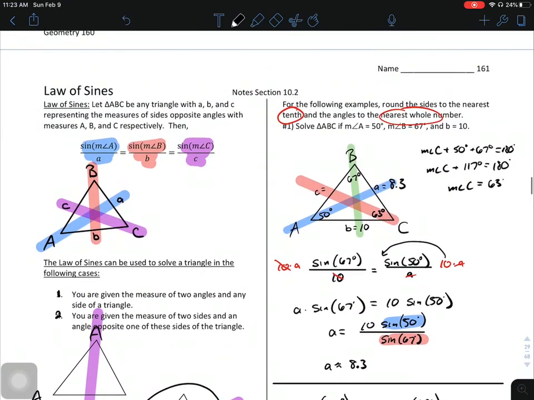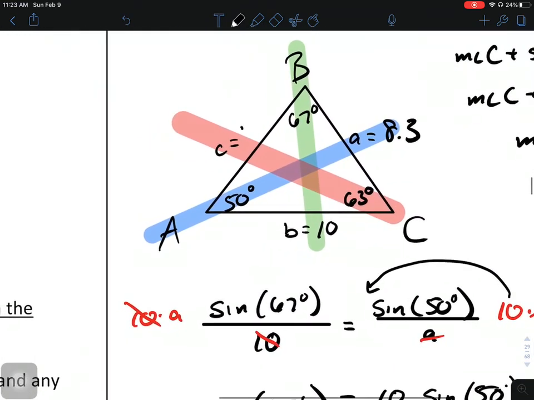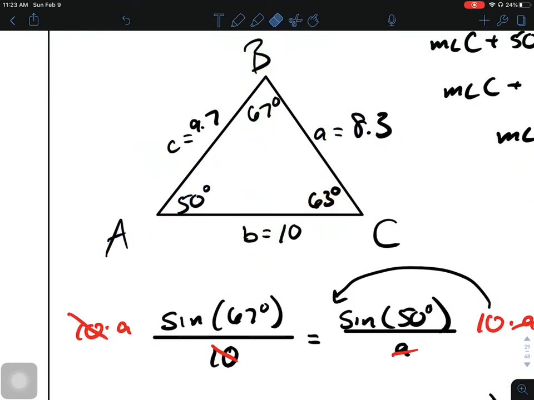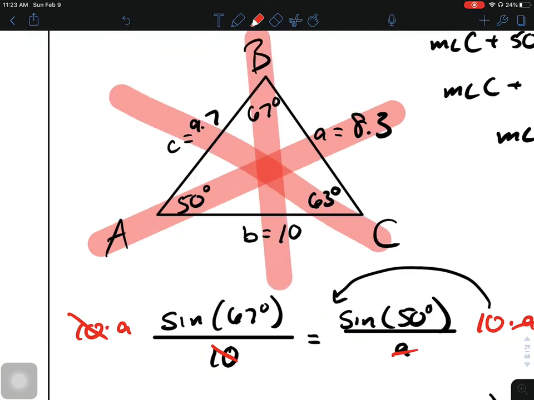Put that in my picture, and I just want to examine to see if my picture makes sense. Opposite the smallest angle should be the smallest side. Opposite the biggest angle should be the biggest side. Opposite the middlest angle should be the middlest side. That all checks out, so my answer at the very least is reasonable.